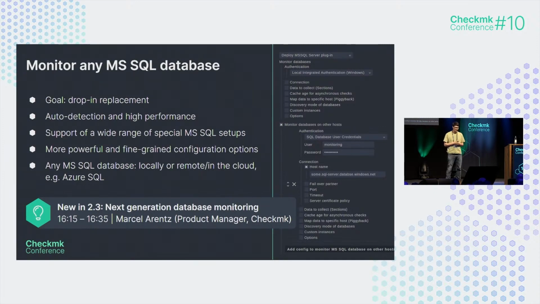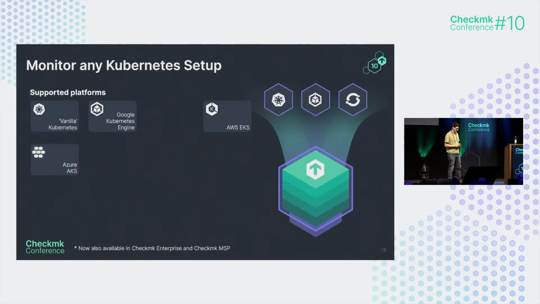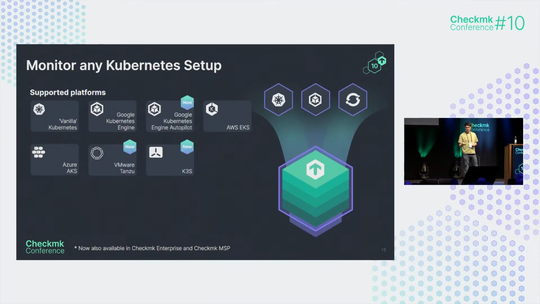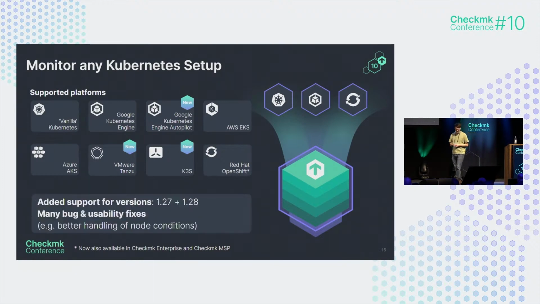and what you can actually now do. And when we talk about hybrid technologies, we also, of course, have to talk about Kubernetes. In Checkmk 2.3, we focused on extending the supported platforms. So now you can monitor VMware Tanzu, you can monitor K3s, and as a special gift, Red Hat OpenShift monitoring is now also available in the Enterprise Edition. And besides many bug and usability fixes and also adding support for newer and more recent Kubernetes versions, there's one thing which I want to talk about, which is Google Kubernetes Engine Autopilot.